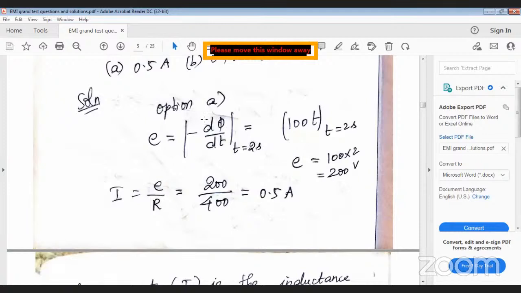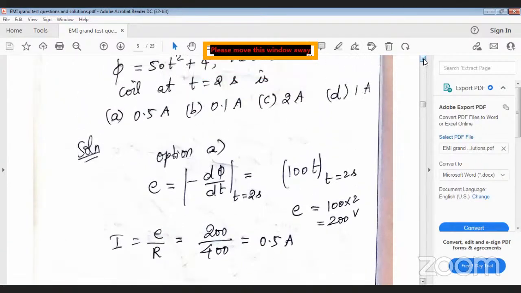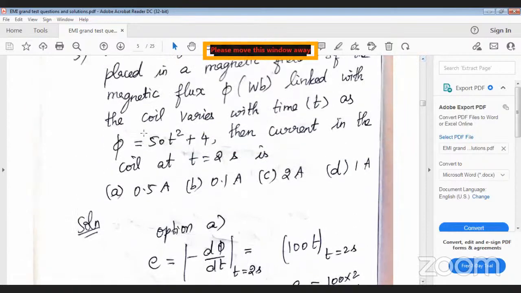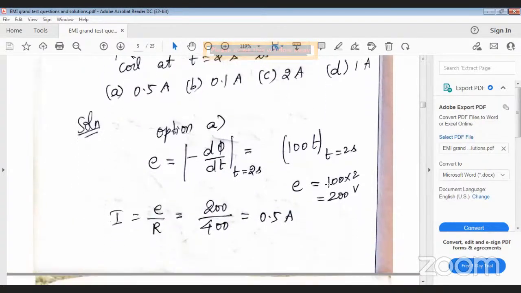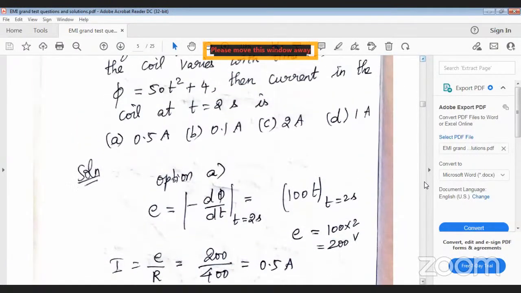For finding the EMF, that is d phi by dt, you have to differentiate phi with respect to time. That will give you 100 t. So 100 into t equal to 2 seconds is 200. EMF equal to 200 volt, then I equal to E by R, that is 200 by 400, which is 0.5 ampere. So that is option A.